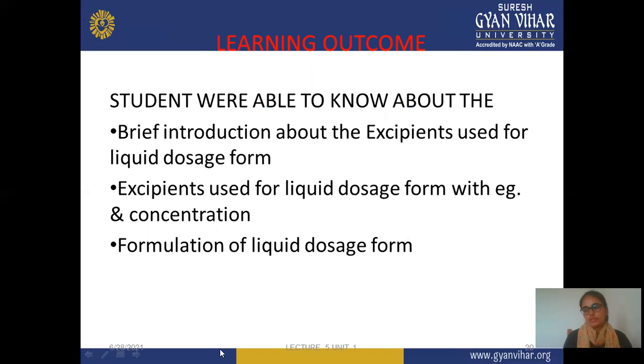This is all about the excipients used in liquid formulations, or all types of liquid formulation, with examples. After completing this topic, you should know the learning outcomes: a brief introduction to excipients used in liquid dosage forms, all excipients used in liquid dosage forms with examples, excipients used for liquid dosage forms with their concentrations and examples, and formulation of a liquid dosage form. This is the learning outcome.